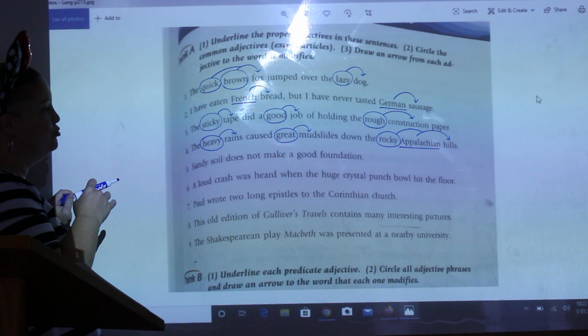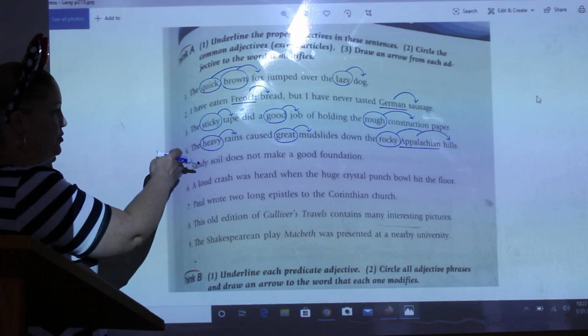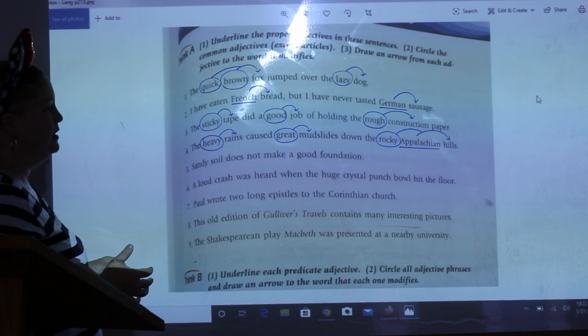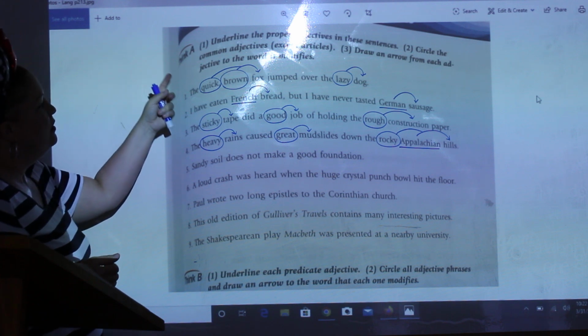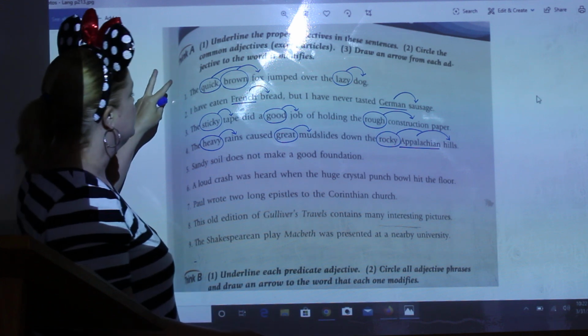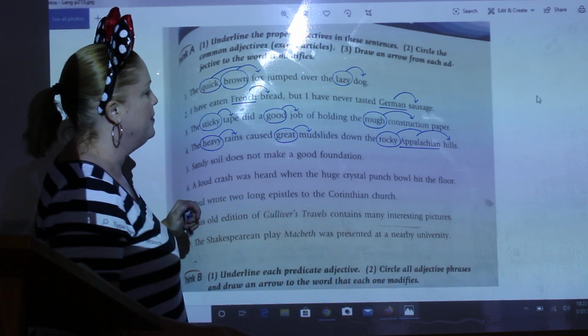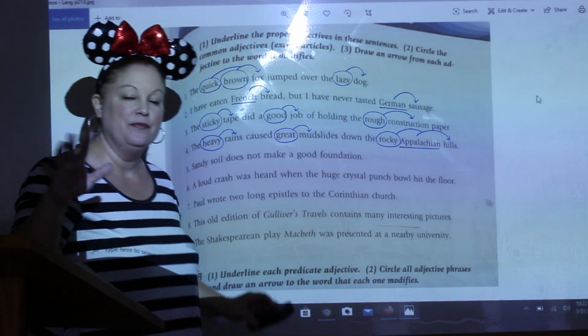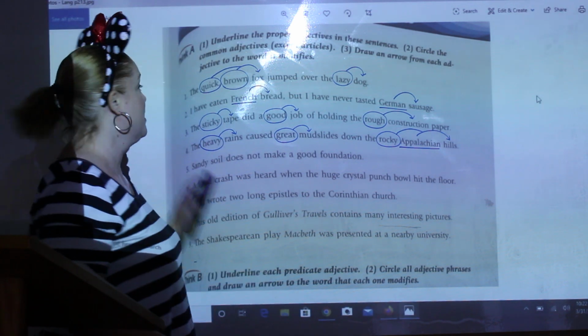So what I would like you to do now, go ahead and do sentences 5 through 9 on your own and underline any proper adjectives, circle any common adjectives, and draw an arrow to what they modify. Then unpause it and we'll check your answers again.